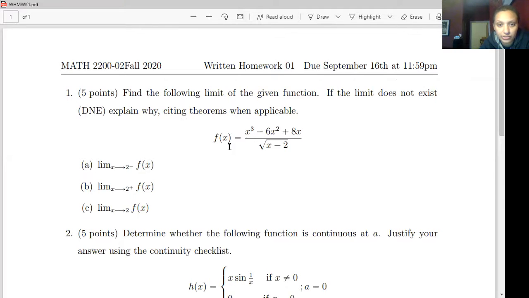So the first one is just taking this analytical function, a function that is an algebraic equation because we've got a square root function in the denominator. So this is an algebraic function, and I'm asking you to find 3 of the limits. If you can't find a limit for some reason, explain why and cite a theorem if it's applicable. It's a limit because the left hand limit and the right hand limit are both the same. That's the sort of thing I want from you.